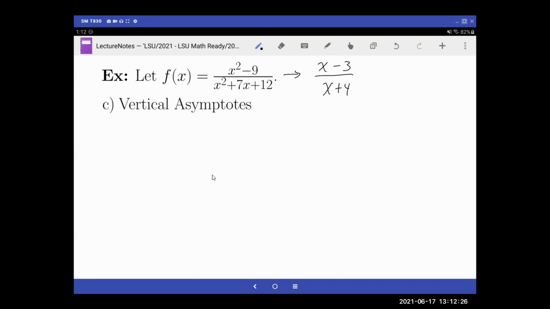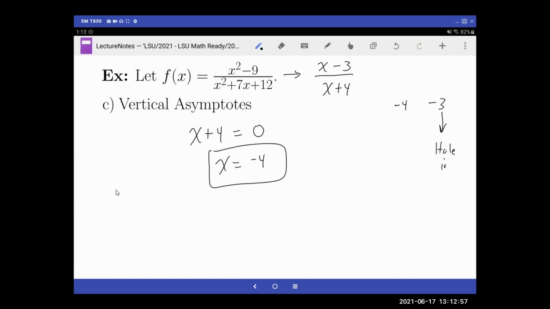So a vertical asymptote will be where this one, once you simplify it, equals 0. So it's actually at x equals -4. That equation represents the vertical asymptote. Okay, so I want to recap really quick. Notice we had two holes in the domain, right? -4 and -3. These were bad x values we could not plug in. This one resulted in a hole in the graph. This one resulted in a vertical asymptote.